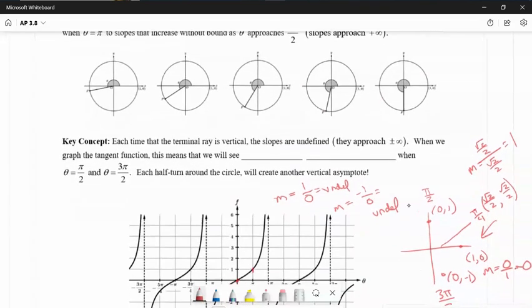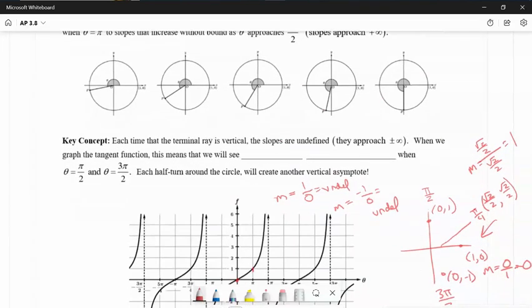All right, so key concept. Each time that the terminal ray is vertical, the slopes are undefined. They approach negative or positive infinity. When we graph the tangent function, this means that we will see vertical asymptotes. That's what goes in here. We will see vertical asymptotes when theta is equal to pi over 2 and 3 pi over 2.